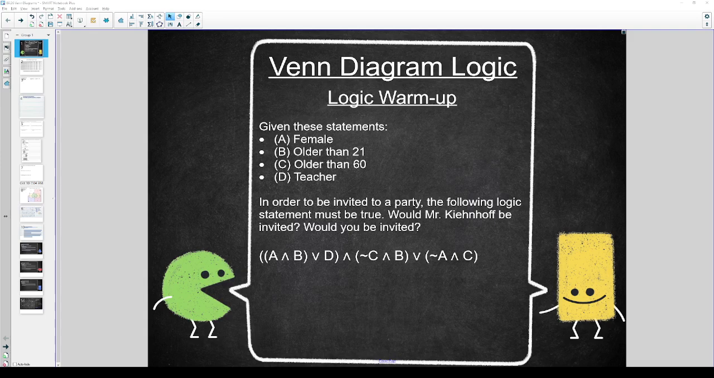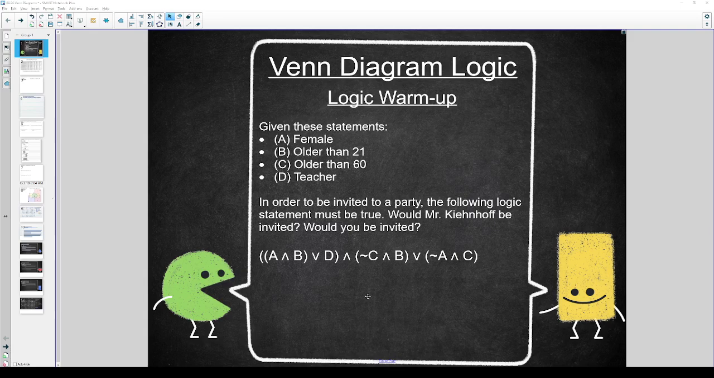A is the person is female, B is the person is older than 21, C is the person is older than 60, and D is the person is a teacher. And our compound statement will determine whether or not a person will be invited to a party. So using this compound logical statement, first see, would Mr. Kienoff be invited to the party? And second, would you be invited to the party?